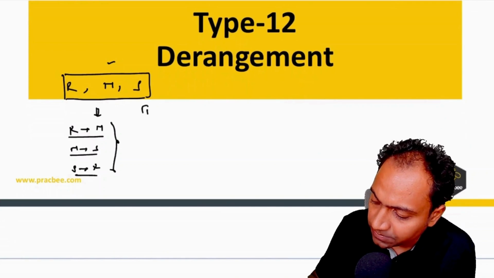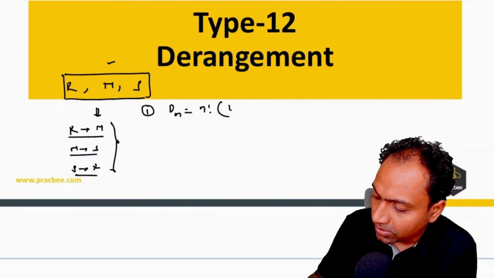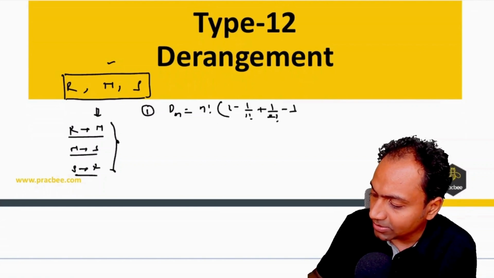So that formula is, if you want to do derangement, the answer is Dn, the derangement of n objects, and it is n factorial into 1 minus 1 by 1 factorial plus 1 by 2 factorial minus 1 by 3 factorial, and it will go till minus 1 raised to the power n by n factorial.